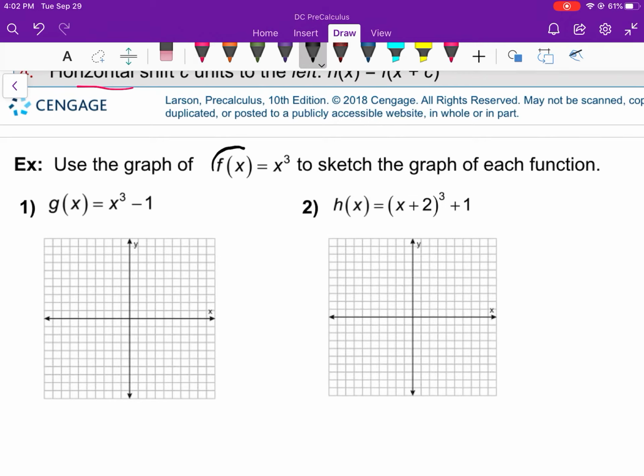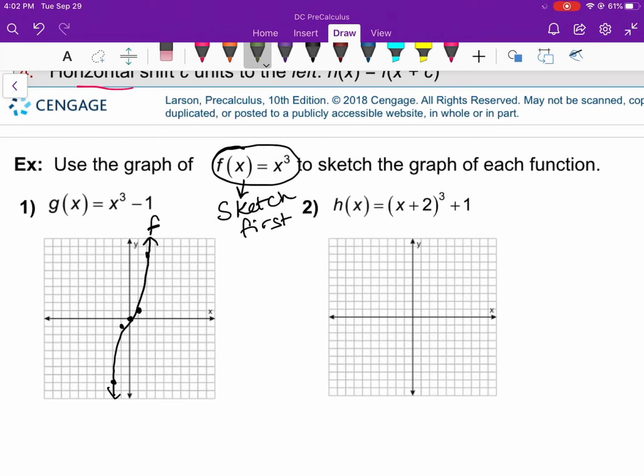So I'm going to sketch this. I'll do that in black. 0, 0, 1, 1, negative 1, negative 1. I could even graph 2, 8 and negative 2, negative 8. There's my parent function. I'm going to label that F.